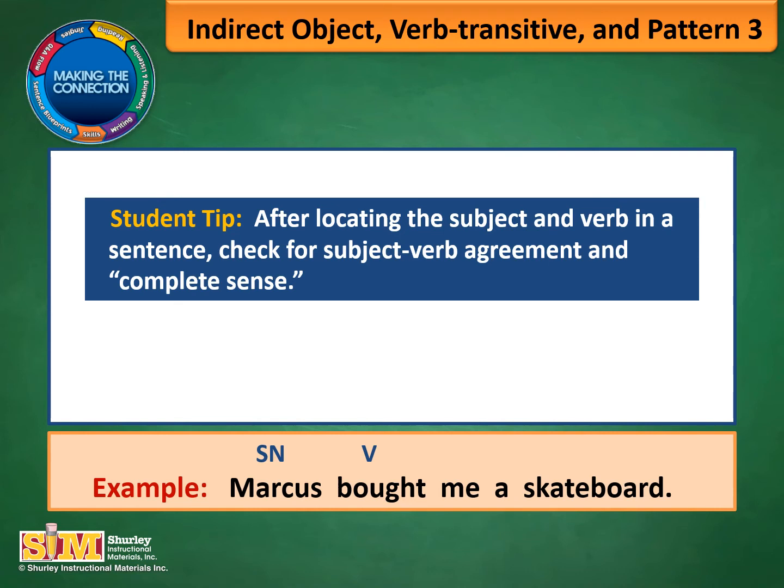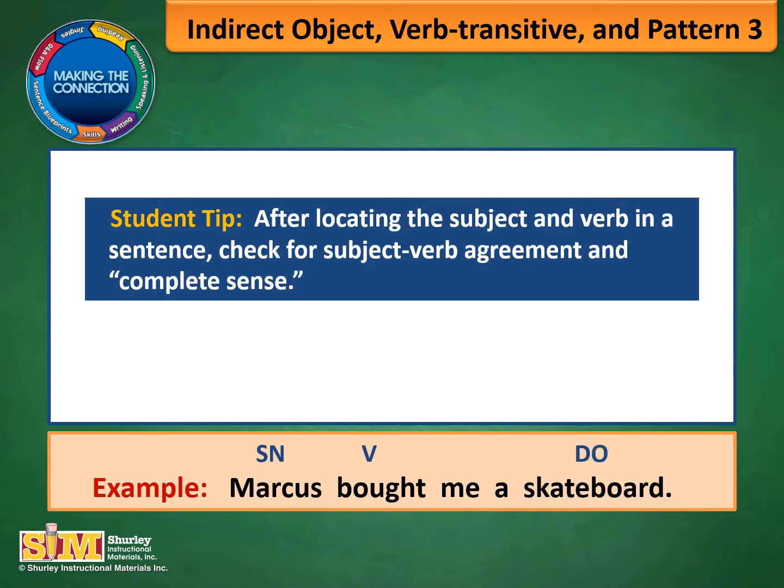Immediately after locating the subject, noun, and verb, Shurley English students learn to check for subject-verb agreement and complete sense. So let's check them. Do the subject and verb agree? Yes. Do the subject and verb make complete sense? No. Marcus bought does not make complete sense. When the subject and verb do not make complete sense together, Shurley English students know how to look for additional core parts. They learn to go to the next sentence pattern to find missing parts that will help complete the meaning of the sentence. The next pattern would be pattern 2, so students will search for a direct object.